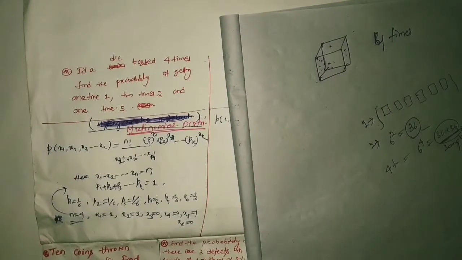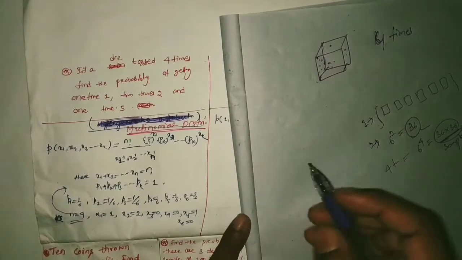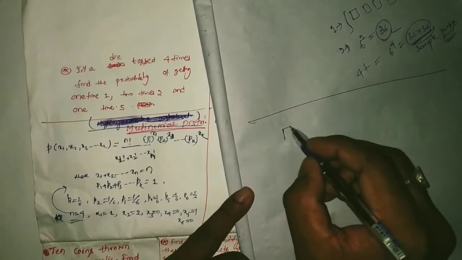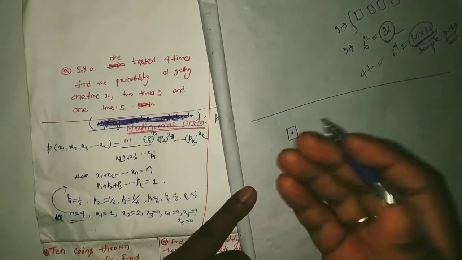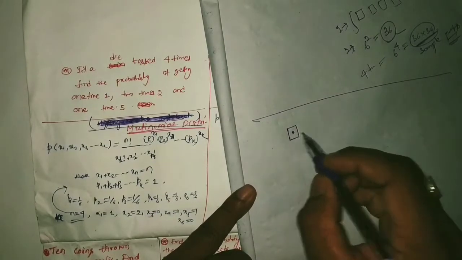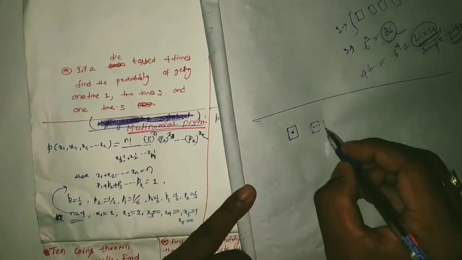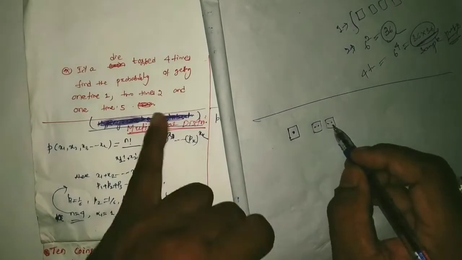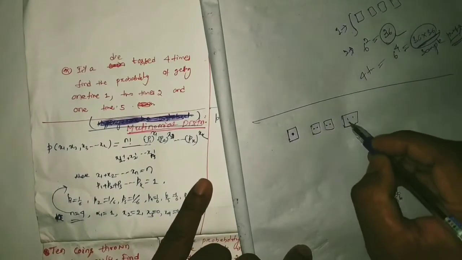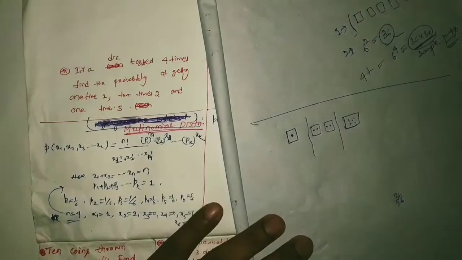So if the die will be tossed 4 times, what is the probability we are going to get 1 time 1 come up on the face, 2 times 2's, and 1 time 5, like this. Okay, what is the probability?